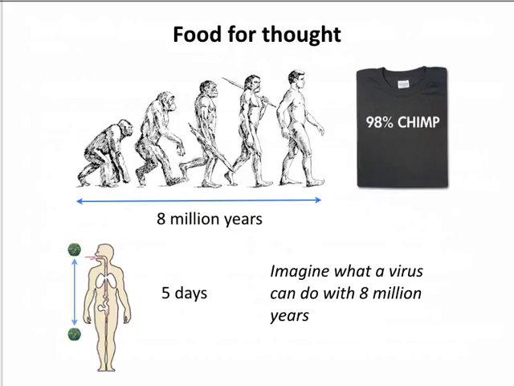Now let me leave you with one interesting fact. It took 8 million years for chimps to evolve into humans, if you will, and their genome only changed 2% during those 8 million years. So we're 98% chimp. You can actually buy a t-shirt and wear it and display that. 8 million years. Poliovirus changes over 2% of its genome in 5 days as it travels from the mouth to the intestinal tract. So this emphasizes that with a lot of time, 8 million years, viruses can really do a lot.